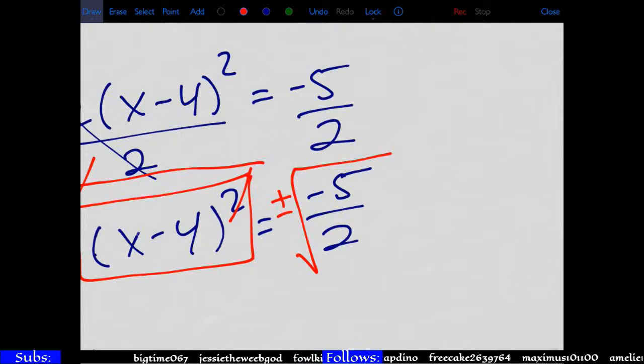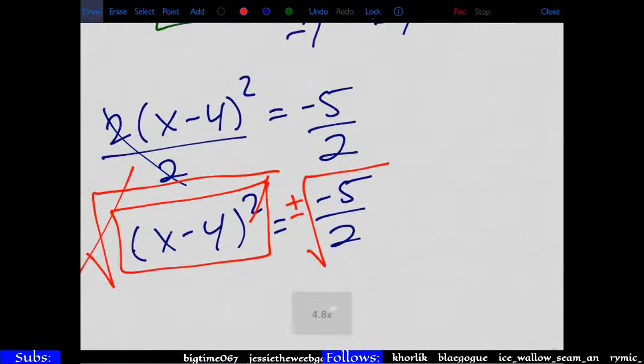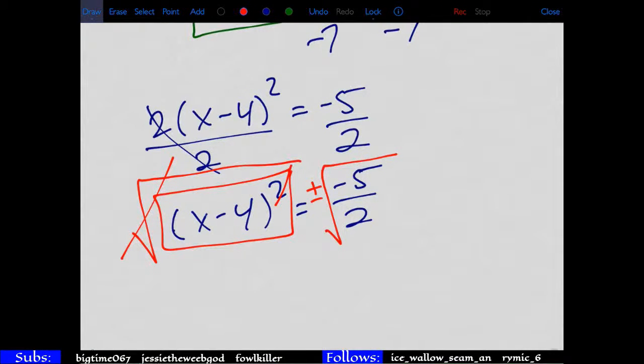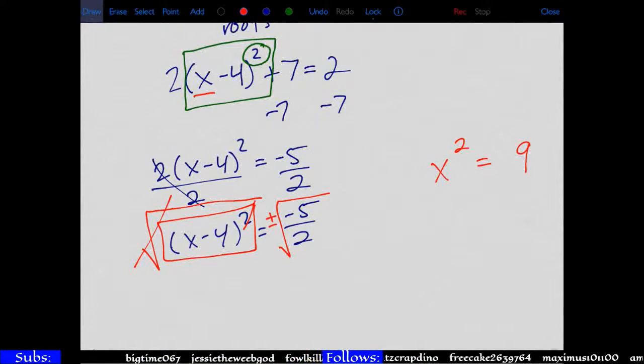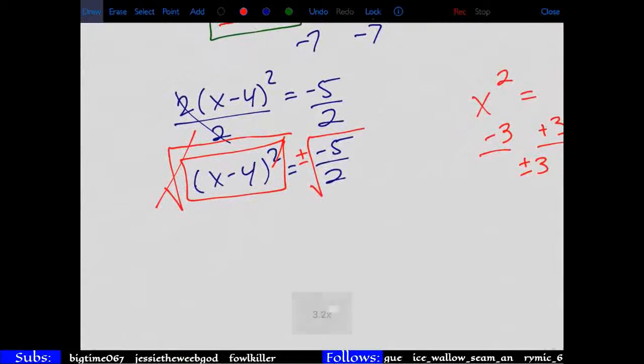And if you didn't see why, watch my last video, I explain why we have to include that plus or minus symbol. Simple explanation is because when we're looking for a solution that when squared equals an answer, like if I want to know what number squared equals 9, there's 2 answers to that. It's negative 3 and positive 3. Each of those are solutions. So to represent that, we do plus or minus 3. Okay, but moving on with this problem.